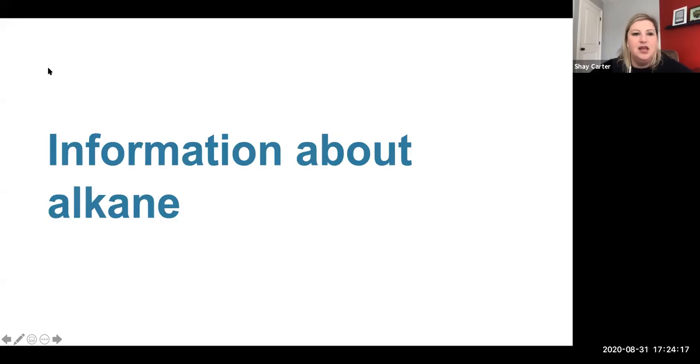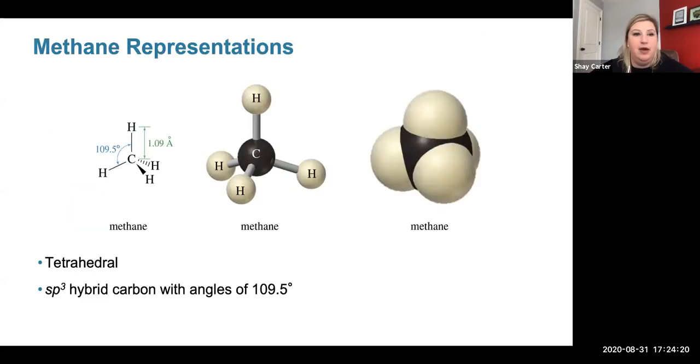Okay, so let's talk more about information about alkanes and the ways we can represent them. So methane, I've got my modeling set here. We can represent it in the ball and stick model, which is the very central model that you see. And then there is the line bond angle, which we're working on drawing. Now, let me actually get my model of methane. So here is my methane.